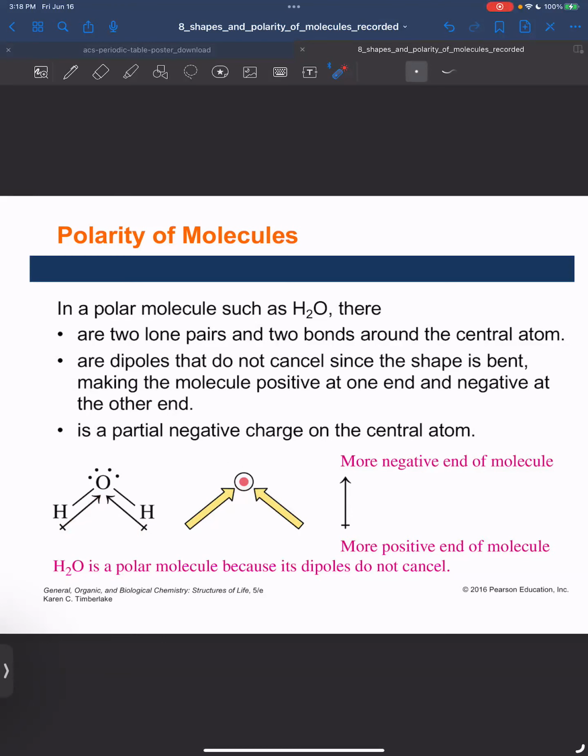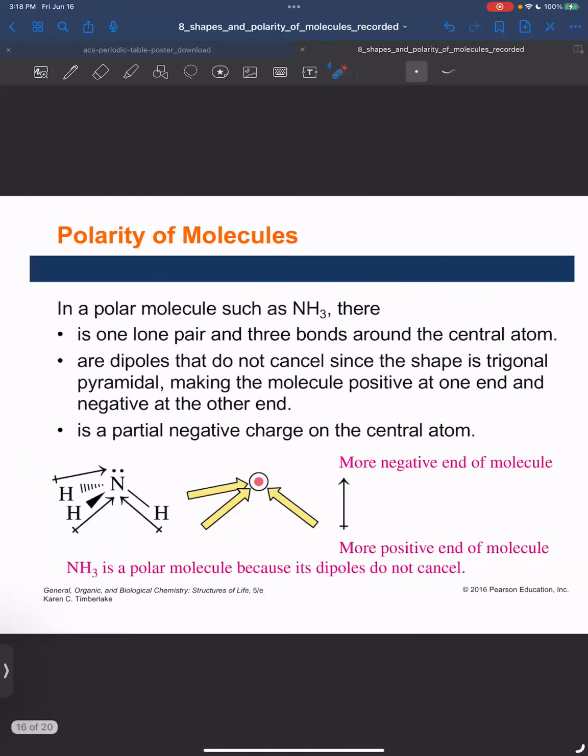Let's look at ammonia. So ammonia has trigonal pyramidal molecular geometry. Nitrogen hydrogen is a polar covalent bond based on the electronegativity difference. And if we point the arrows, they're pointing towards nitrogen. Notice how they don't cancel each other out. And so because the dipoles do not cancel out, this molecule, ammonia, is polar overall.